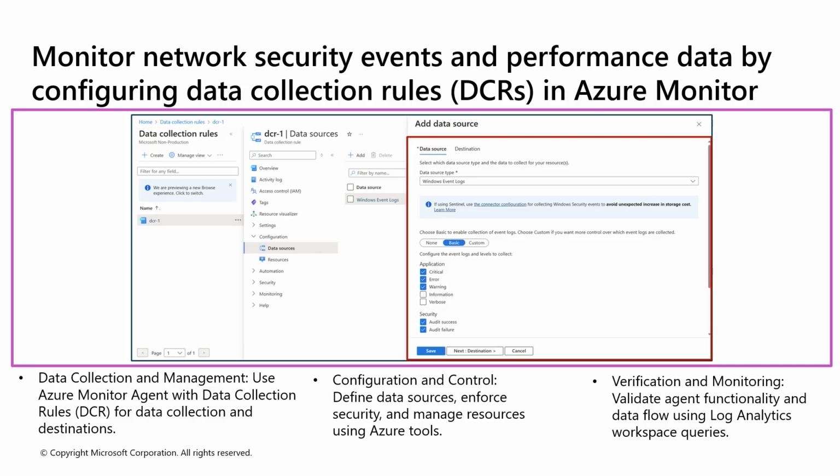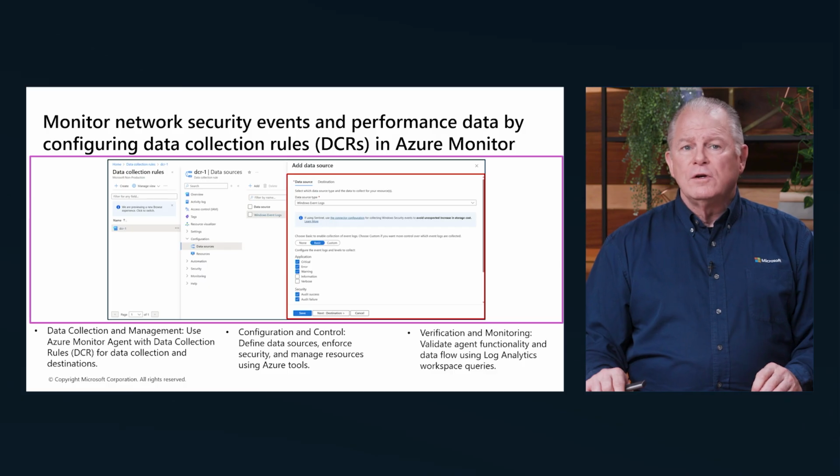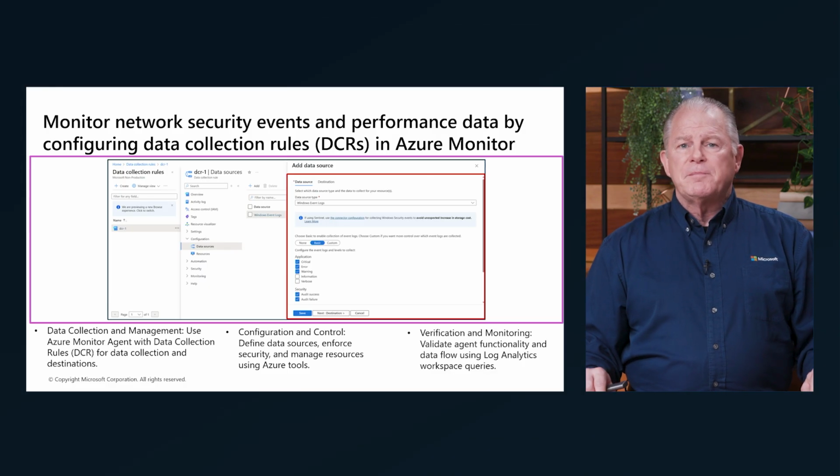In addition to security events, Defender for Cloud also collects performance data from the network resources. This includes metrics such as network latency, throughput, and error rates. By monitoring these metrics, you can ensure that your network is performing optimally and identify any potential issues before they impact your services.